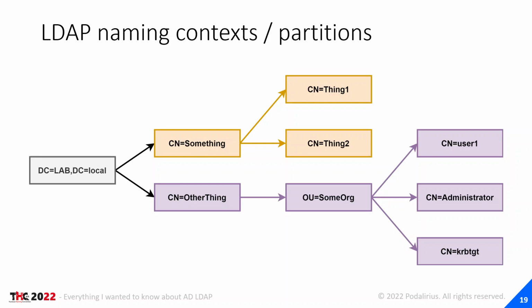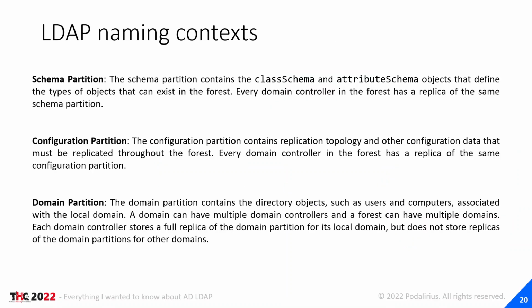On the other hand, if we perform a query on DC equals lab, DC equals local, the root object of the LDAP, we will not have any object from CN equals something, and thing1 and thing2 will be invisible to us. So I've put here the three types of partitions that we can find in the Active Directory LDAP. Basically, these are the partitions that are enabled by default. You can add new ones, and in forests, meaning in groups of domains, you can have multiple partitions.